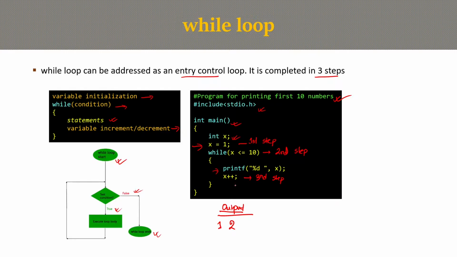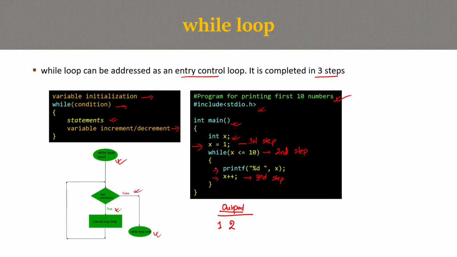In this manner, again, it will increment the value of x by 1, and after incrementing the value of x by 1, it will again go back to checking the condition. Now the value of x is 3. So it will check if 3 is less than or equal to 10. So obviously 3 is less than 10. That is why this condition is satisfied.